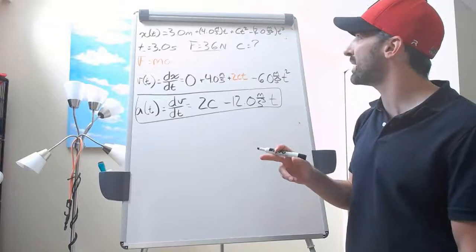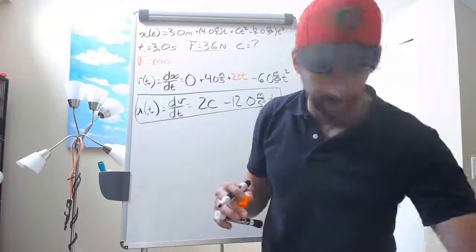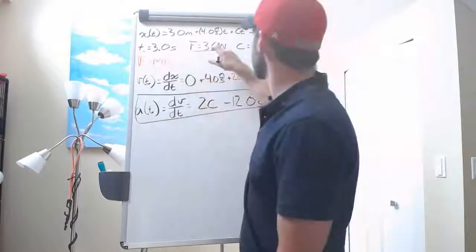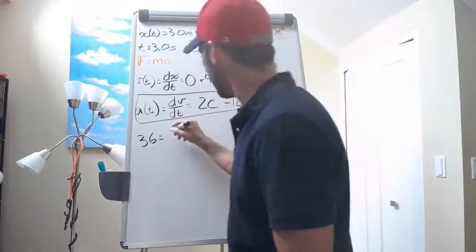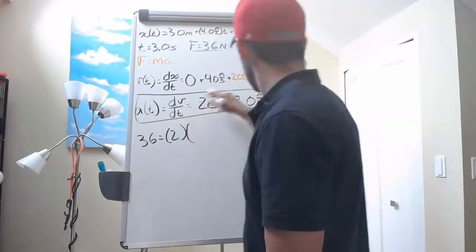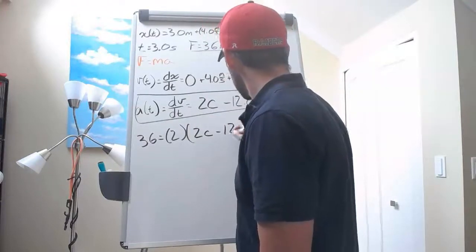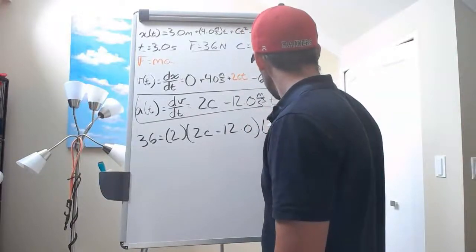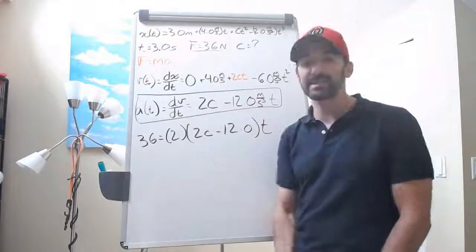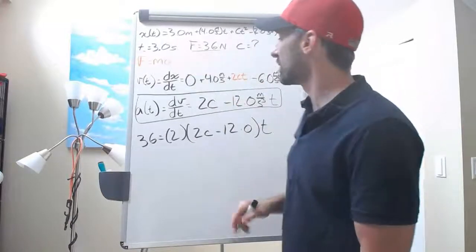It's my F equals ma, right? That's what I can do. I was given, I got to look back, I think it was a 2 kilogram block. So, dropping things on the floor. I say F equals ma. F is 36 equals my 2 kilogram block times my acceleration of 2c minus 12.0 times t. Now again, I skipped a step. What did I do? I knew this is 36 newtons at t equals 3 seconds.